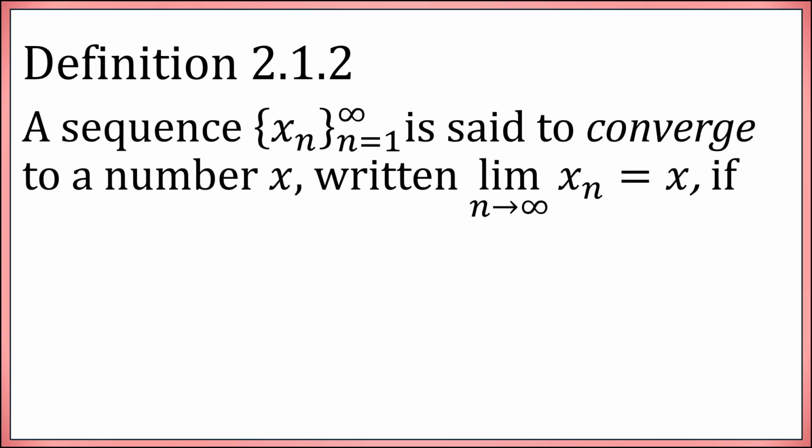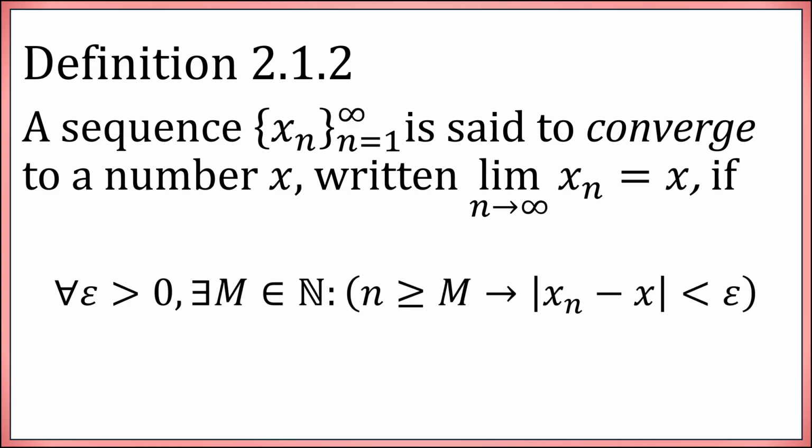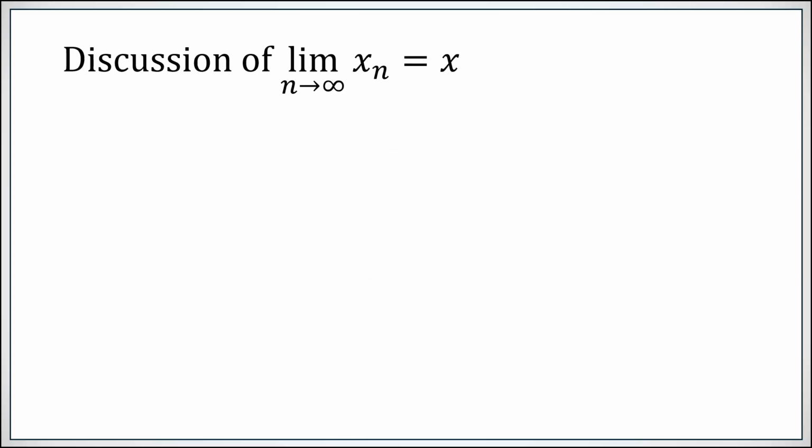So, more concretely, a sequence is said to converge to x, and here it is in terms of logical operators, which really tells us how we're going to prove things. For every epsilon which is positive, there exists an m in the natural numbers such that if n is bigger than or equal to m, then the distance from xn to x is less than epsilon. It's implicit here that n is a natural number. I did leave that out for clarity.